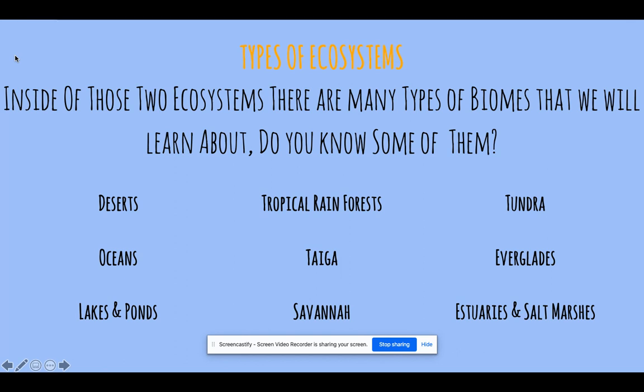Here we are. There's our biomes. There's many types of biomes that we will learn about. We talked about last week some of them specifically. I included a couple more. Your deserts, oceans, lakes and ponds, rainforests, taiga, savanna, the tundra, Everglades, estuaries, and salt marshes. So there's two big types of biomes, land or terrestrial, and water is aquatic. Then we're going to break it down even more for you.